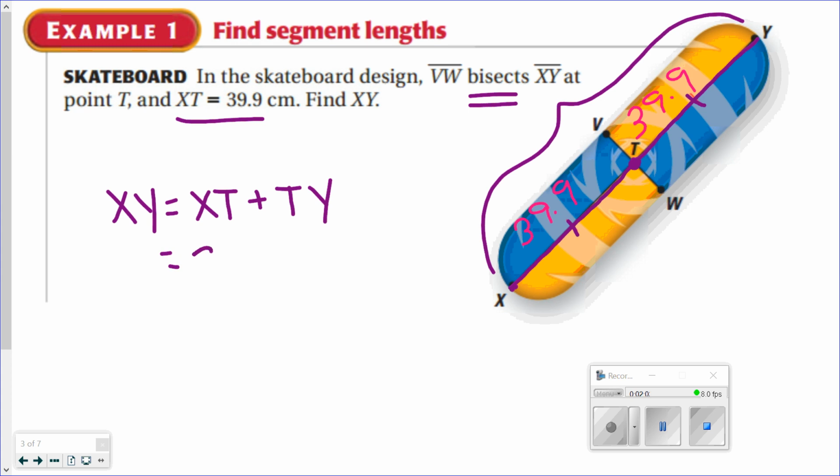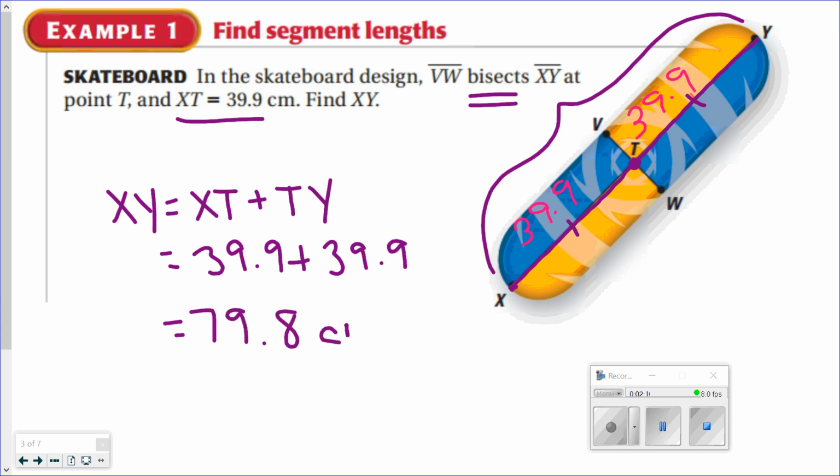Well, XT is 39.9. TY is 39.9. Add those up. 79.8 centimeters.